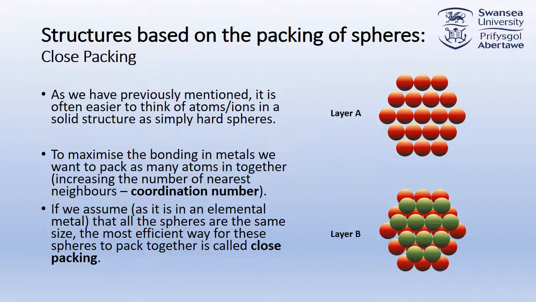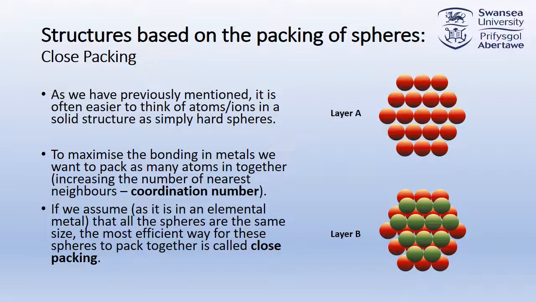So let's go back to thinking about our structures, and the way in which to do this is actually think of our atoms or ions as basically hard spheres. And we want to, especially our metals, we want to be packing in as many of those atoms together. So we're increasing the number of nearest neighbours. They want to have lots and lots of friends. And so we want as high a coordination number as possible.